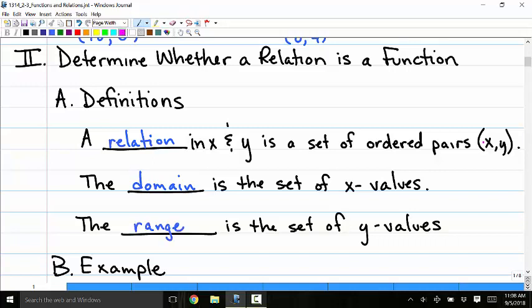How do you remember that? Do you see that x comma y is in alphabetical order? Domain, range is also in alphabetical order. Domain, range. DR, x, y. Domain goes with x's, range goes with y's. We good?